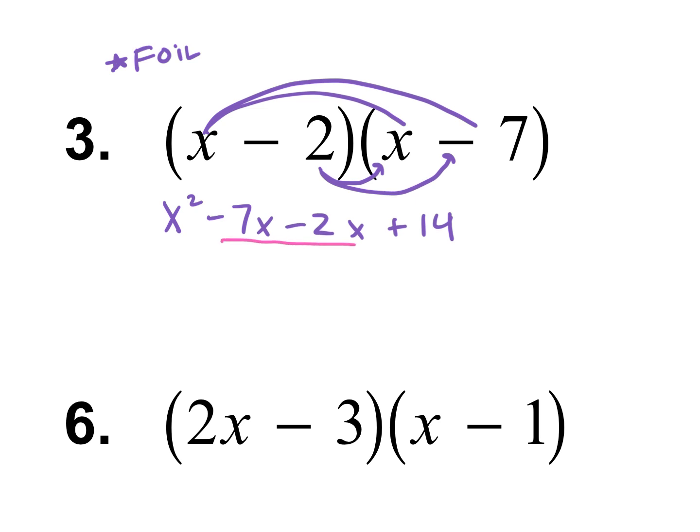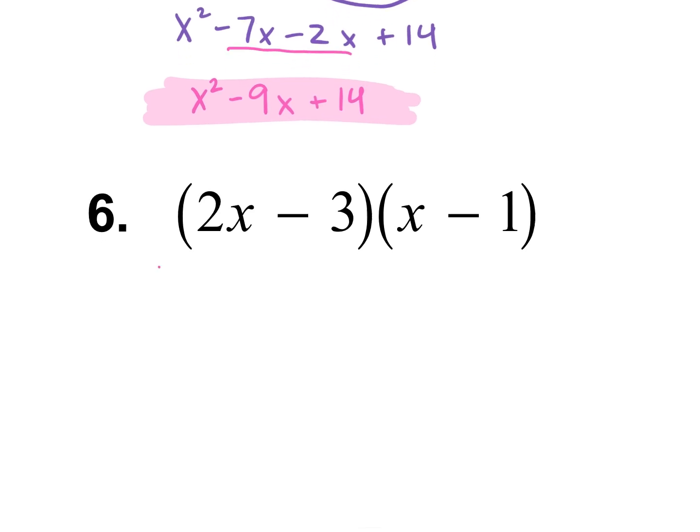Combine the like terms. So we start with x squared. What's negative 7x minus 2x? Negative 9x, and then plus 14. That would be our answer. Any questions here?